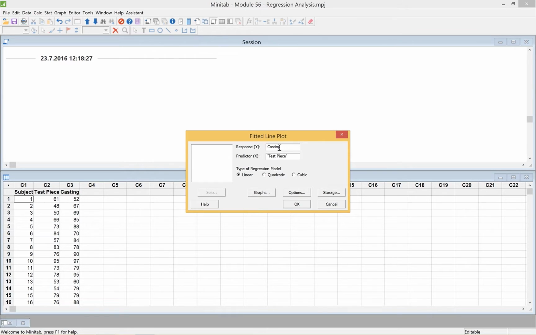Now, after we selected casting as the Y and test piece as the X, what I want you to do is get into the habit of choosing cubic as the relationship. Now, I don't expect that this should be a cubic relationship. My desire would be that it's a direct linear relationship, so that the strength of the test piece does reflect very strongly the strength of the casting.